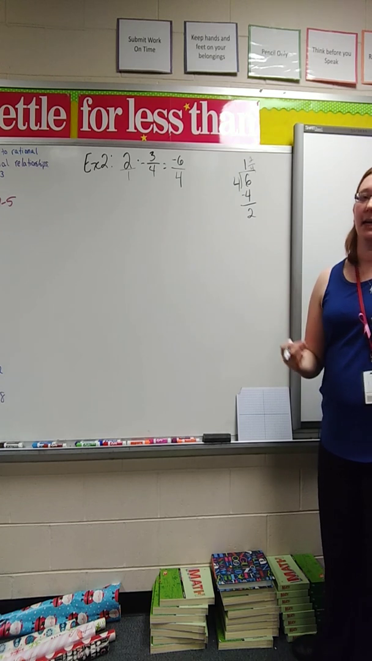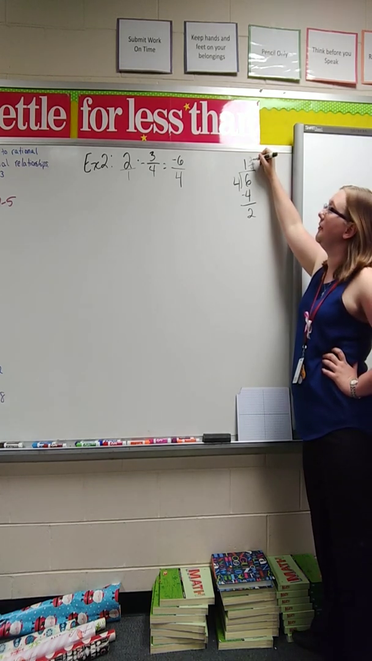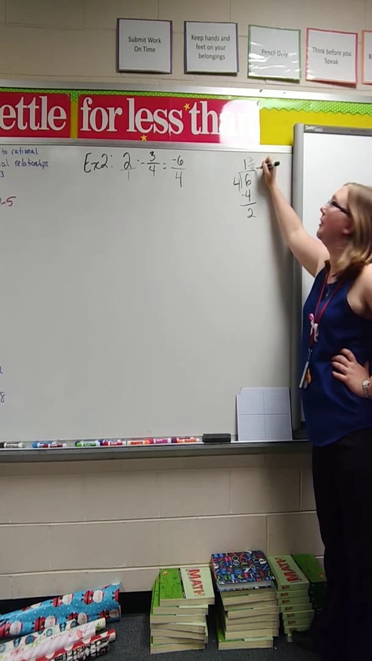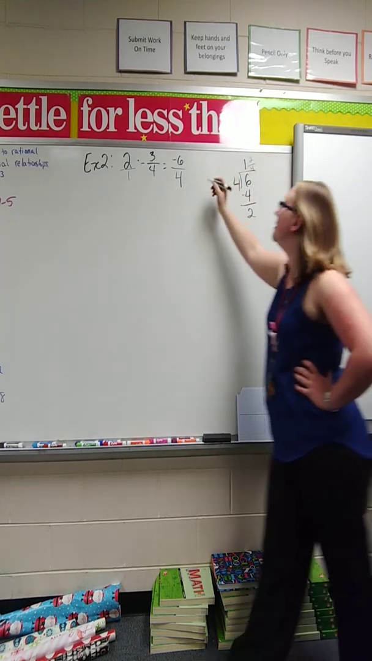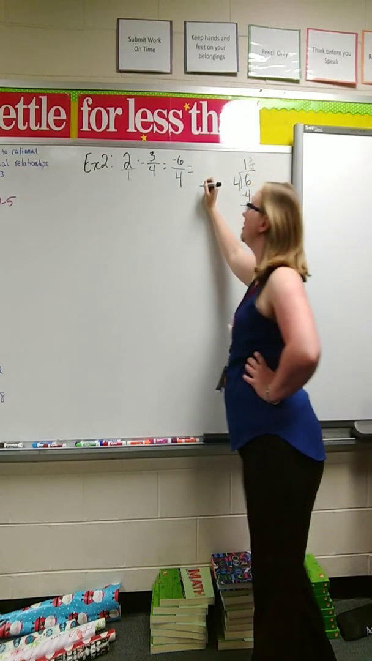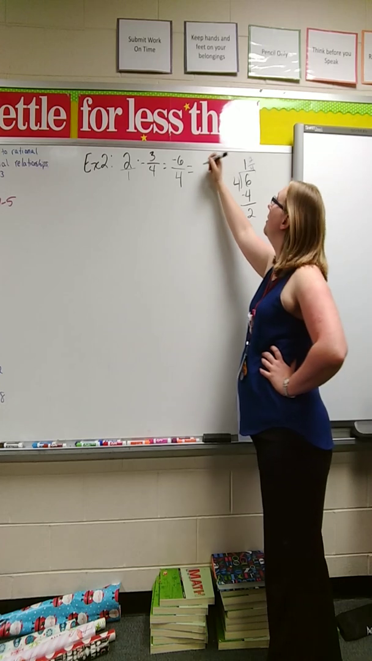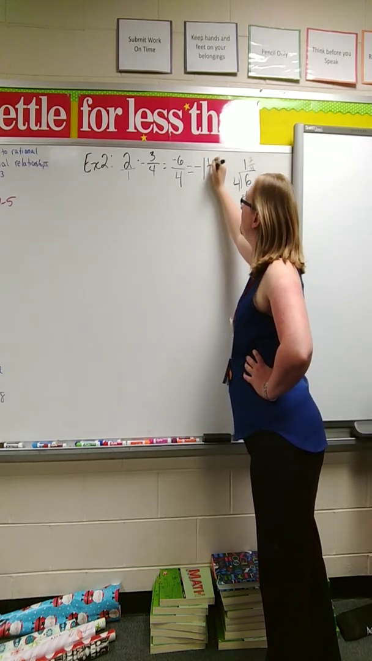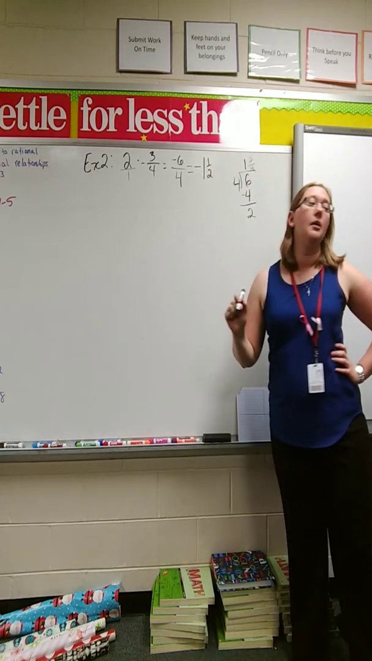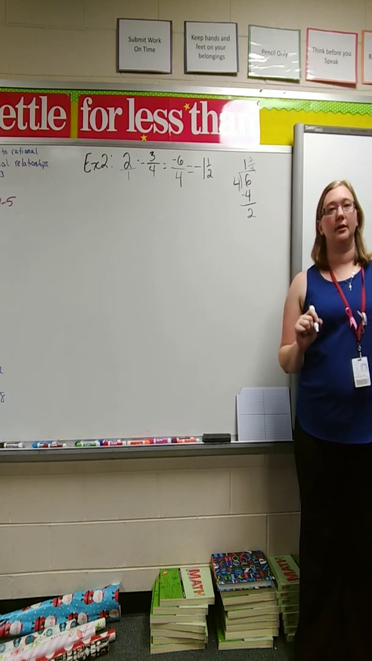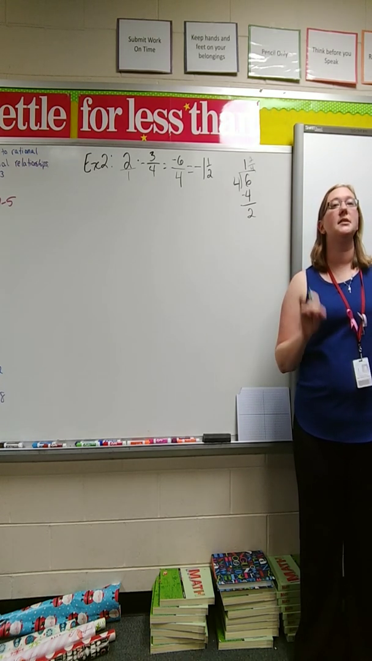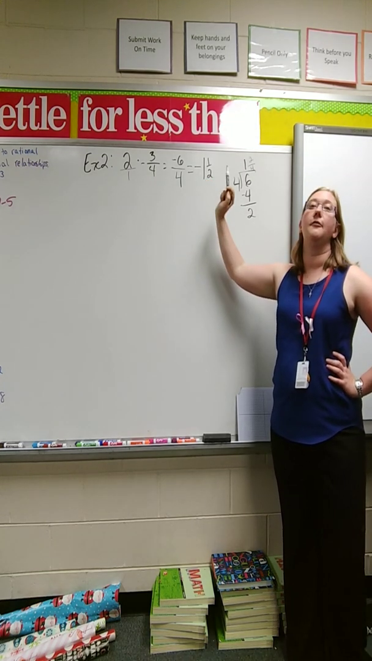Can I simplify 2 over 4? Yes, I can divide both by 2. 2 divided by 2 is 1. 4 divided by 2 is 2. So, negative 6/4 becomes negative 1 and 1/2. You cannot leave out the negative. If you have a mixed number, the negative sign needs to go in front of the whole.